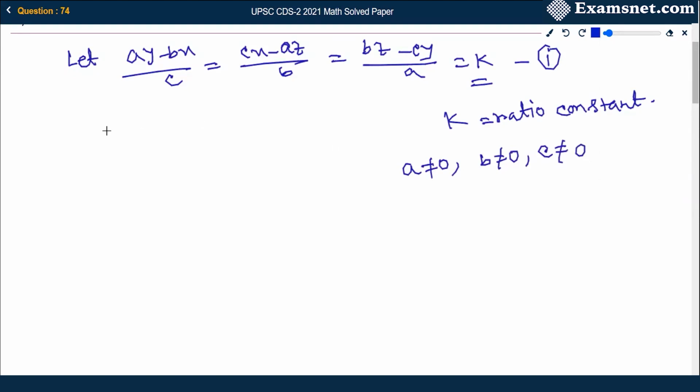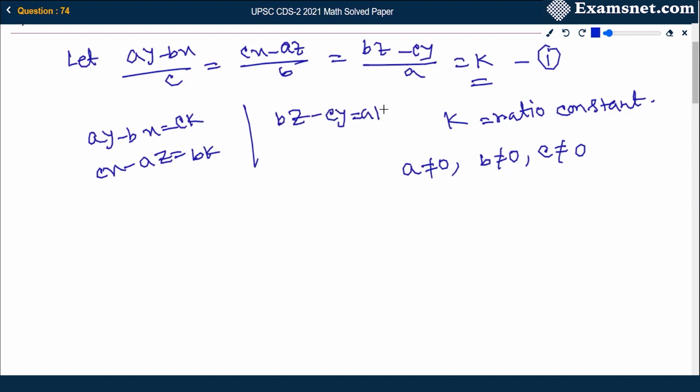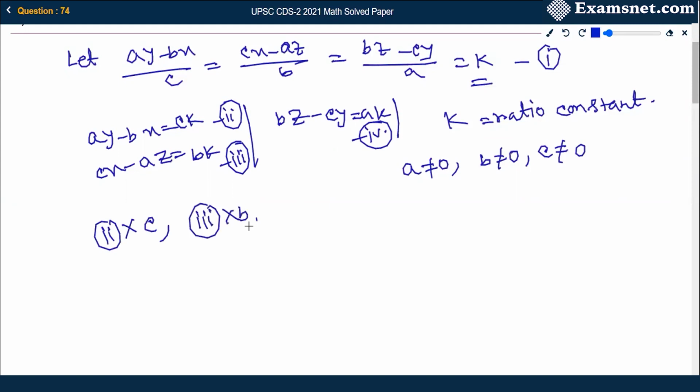So from the first equation, further we can derive ay minus bx equals ck, cx minus az equals bk, and also bz minus cy equals ak, correct? Let's name them 2, 3, and 4. Now we are further multiplying: 2 by c, 3 by b, and 4 by a.